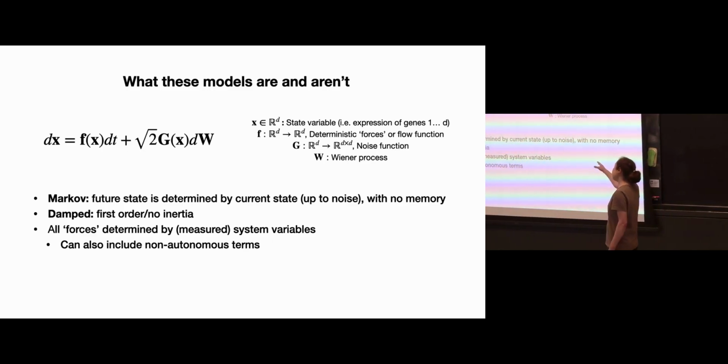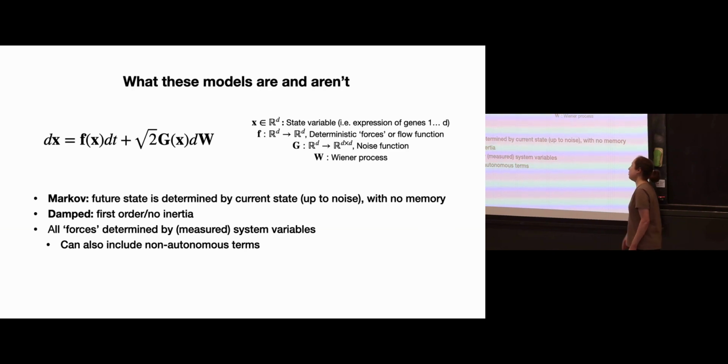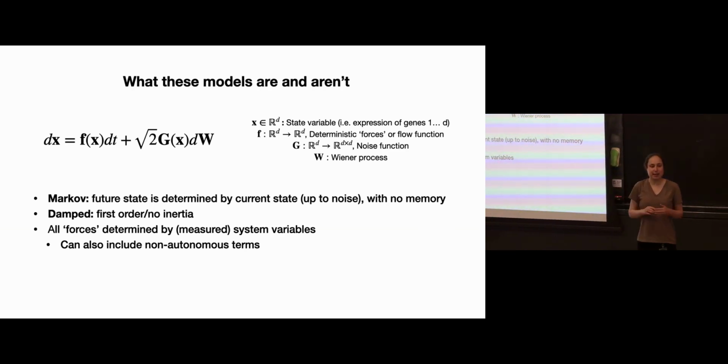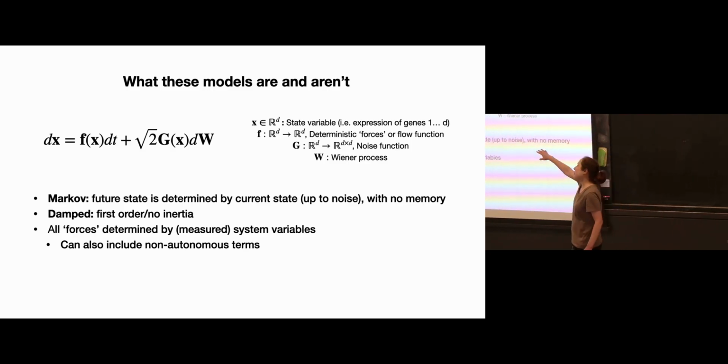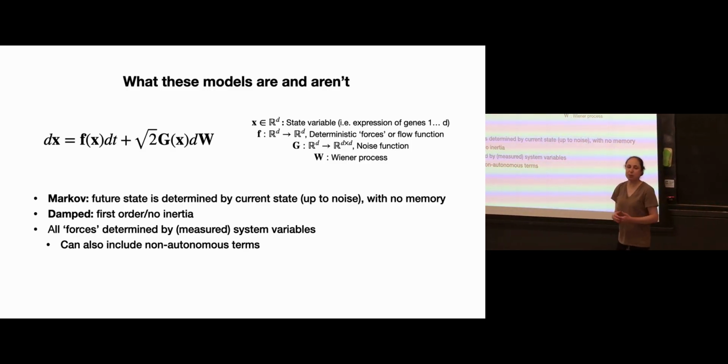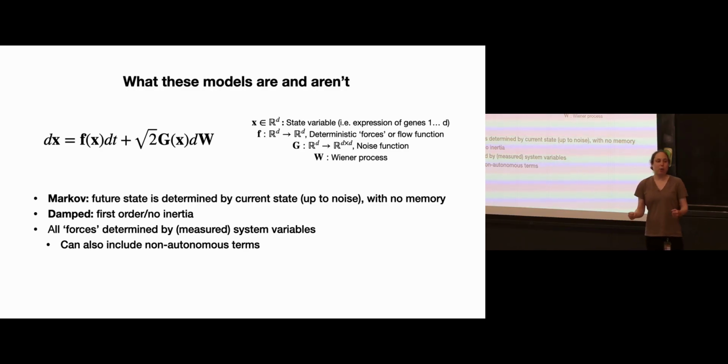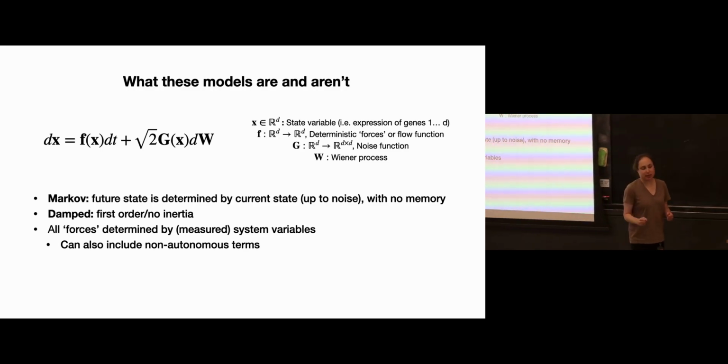A second thing is that it's a first order equation, right? It's damped. There's no x double dots anywhere. There's no explicit dependence on your velocity, right? So all of where you go in the next time step is purely determined by where you are right now in the state space.